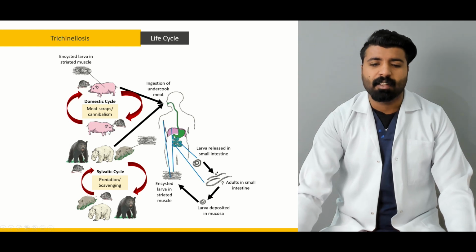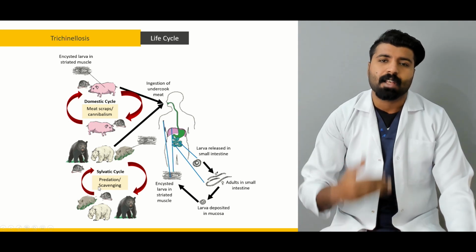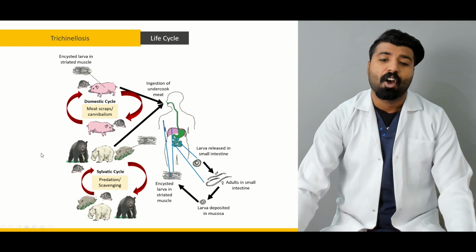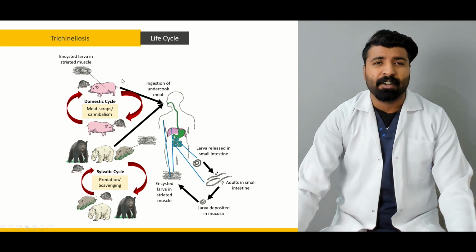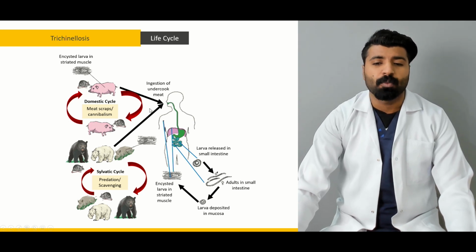So this is the life cycle. Either it's the sylvatic cycle, in which bears, pigs, rodents, rats eat each other through predation and scavenging, and harbor these parasites, these infestants. Or we can go into the domestic cycle, in which we have pigs and rats which can get this infestant from each other, and when we consume their undercooked meat, they're going to go into our intestine.